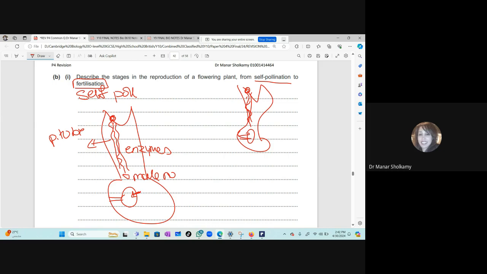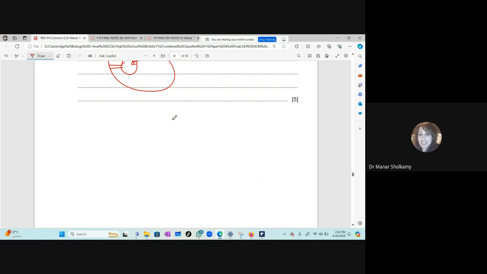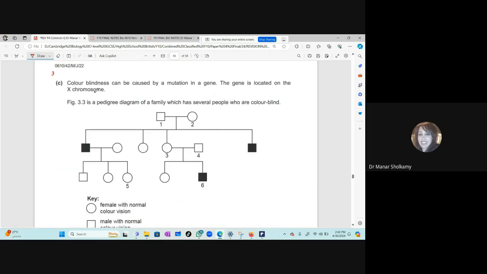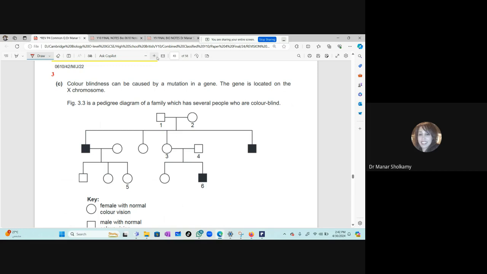When fertilization happens and the haploid gametes fuse, what will this give us? The zygote, that is the seed. Very good. Is that haploid or diploid? Diploid. Very good. So mention the whole story. Now, inheritance. Okay, inheritance, we study it by solving and solving and solving.